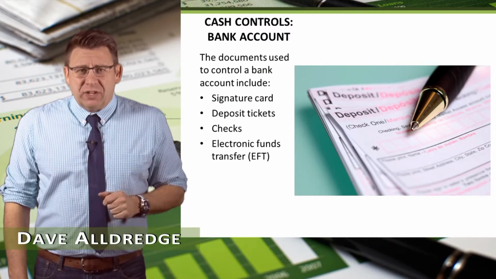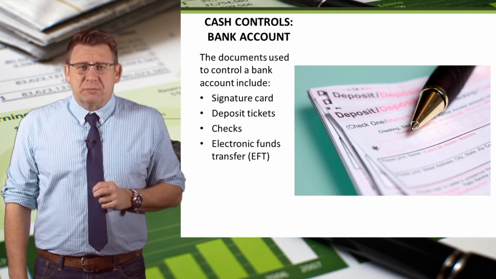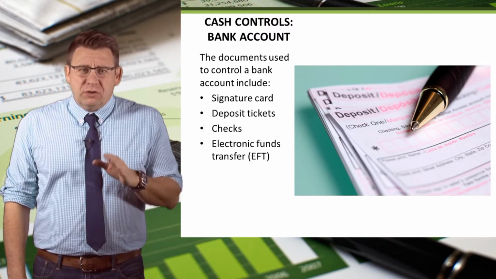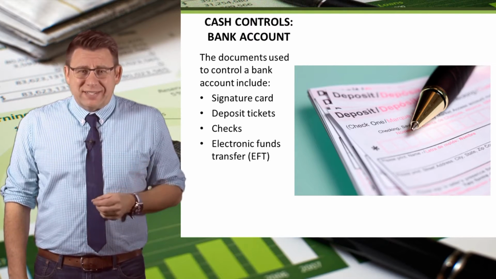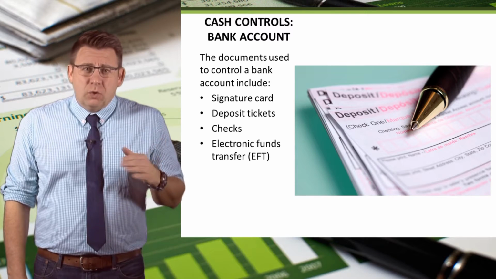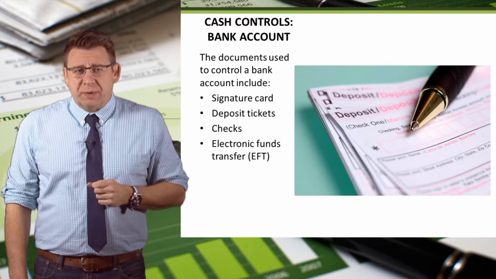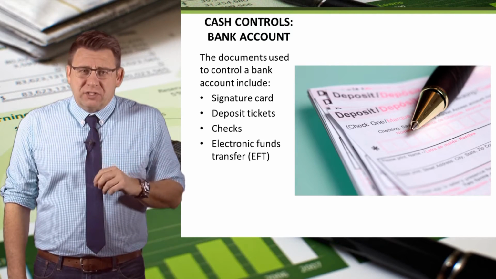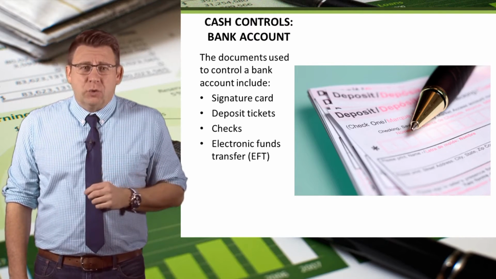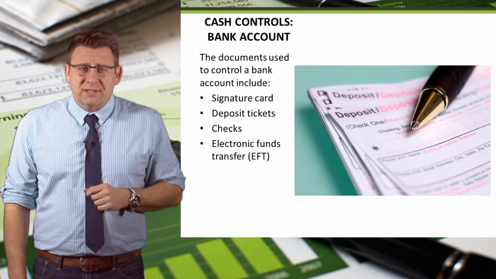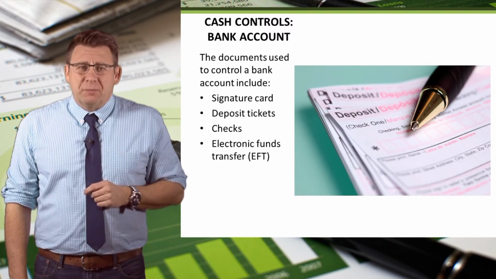Keeping cash in a bank account helps control cash because banks have established practices for safeguarding customers' money. The documents used to control a bank account include a signature card, which authorizes who has access to the account, deposit tickets, which summarize the amount of deposits, checks, which provide a paper trail of cash spending, and electronic funds transfers, sometimes known as EFTs. This is a system of transferring money directly from one bank account to another without any paper money changing hands. The chances for theft are reduced when the cash never comes to the company.